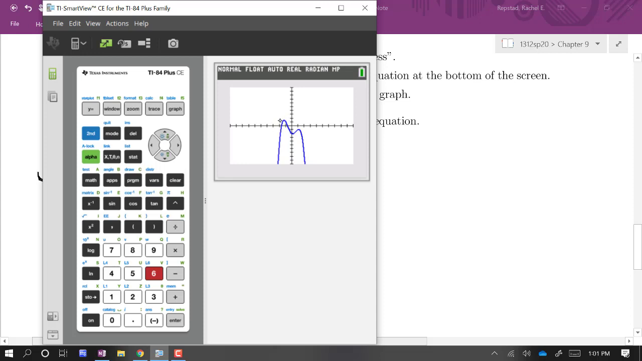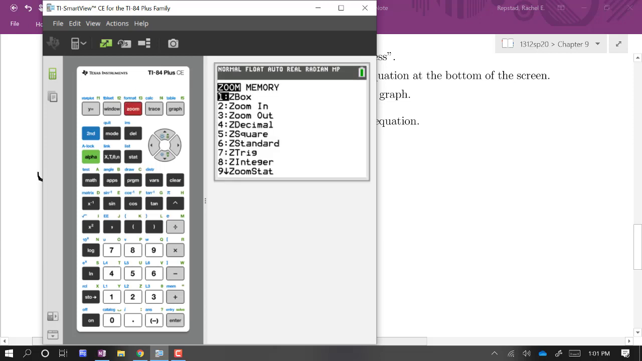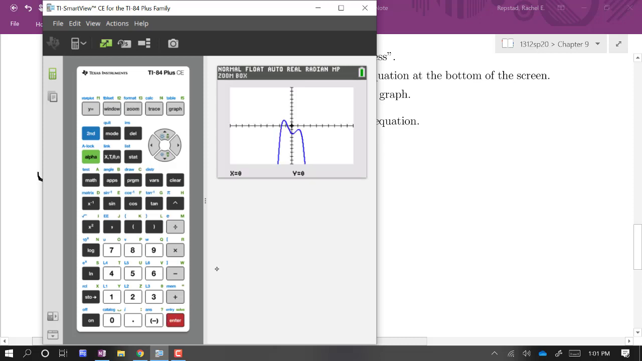Now I think I want to adjust the window a little bit. I know that I'm interested in particular in this part of the graph. So here's another feature that your calculator can do. We could set the window manually, but also if you hit the zoom button, the first option is Z box. That means create a little box that you want to zoom in on. So I'm going to hit enter. Now you see we have a blinking cursor.